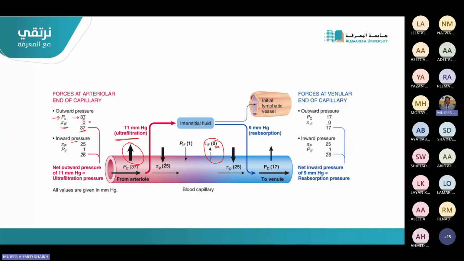Now the inward force. Which is this inward force? This force is the colloidal osmotic pressure in the capillary and the interstitial fluid hydrostatic pressure. This is 1, so the total is 26. Inward is 26. Outward is 37. Which one is bigger, inward or outward?